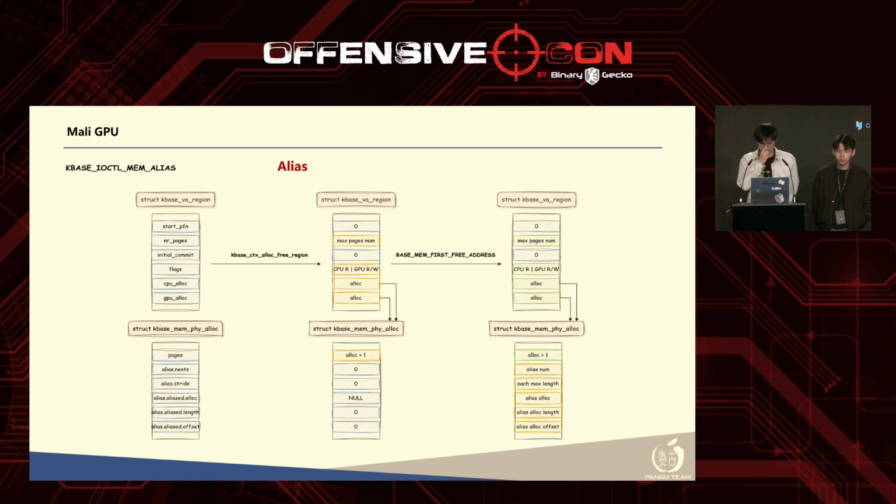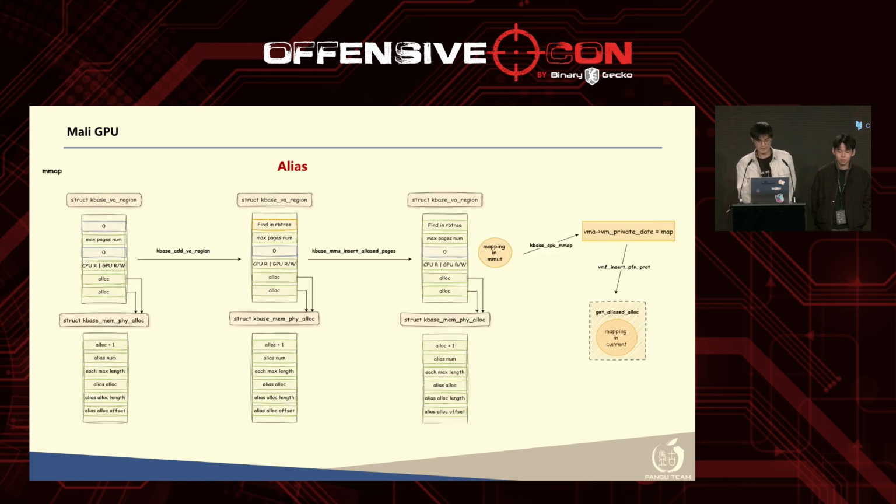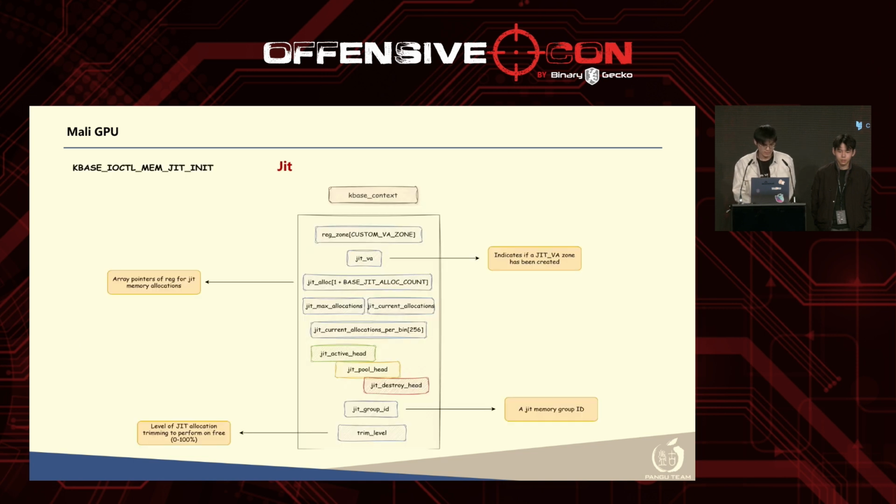And the next is alias. Alias can map multiple allocated memory regions at the same time, and there is also a high incidence of vulnerabilities. It is one of the common methods to use.